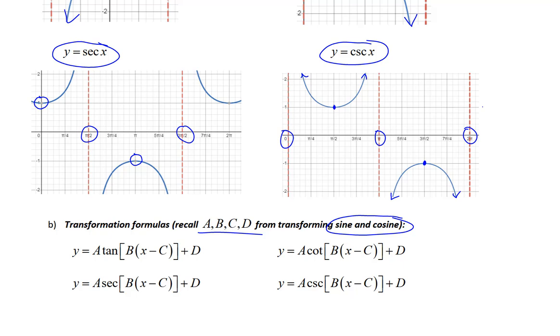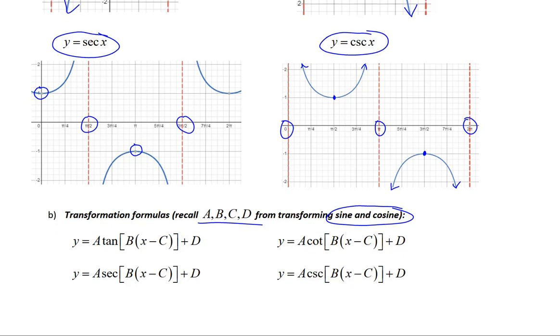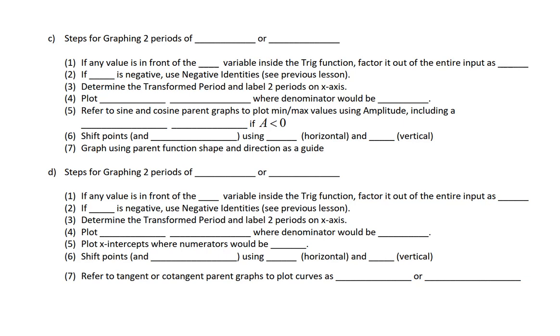You may recall as you look back through those notes of transforming sine and cosine that there was a bit of a process or a set of steps that we follow. Those steps are similar for these functions, but they're different enough for these groups of them that I'm going to give us two sets of instructions, okay? So let's start by talking about the steps for graphing two periods. That's our goal, a standard graph of two periods.